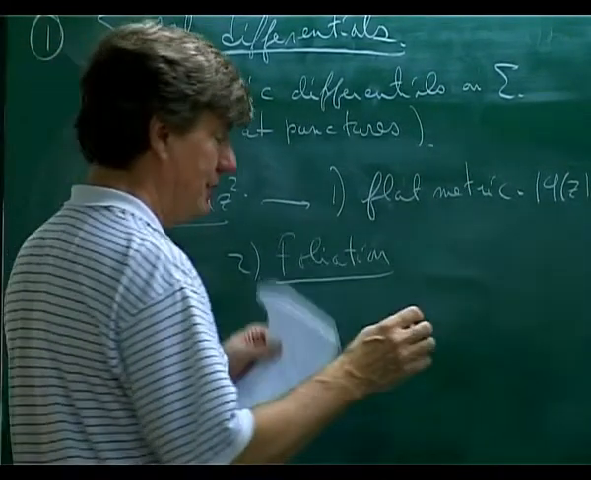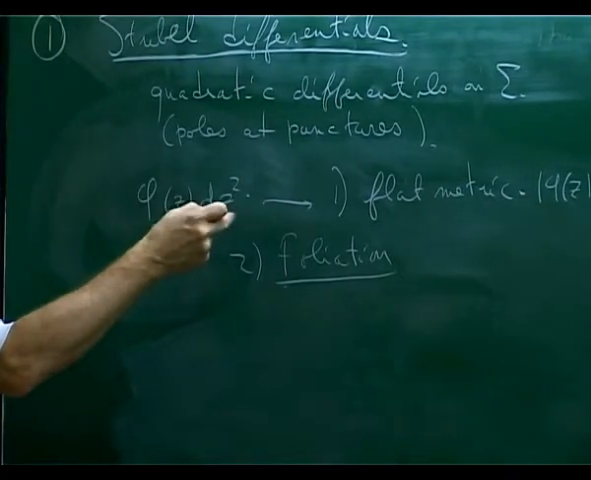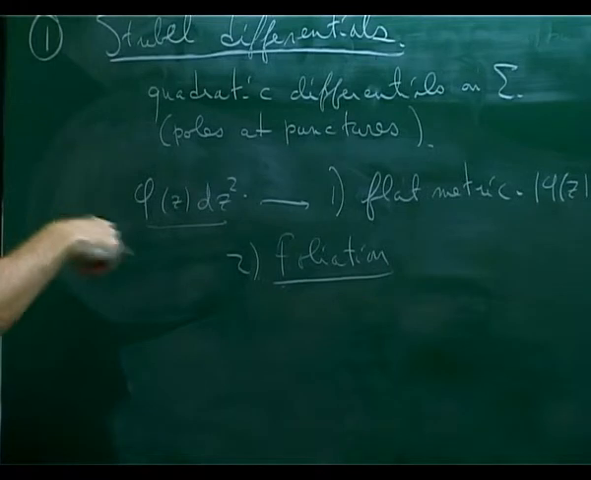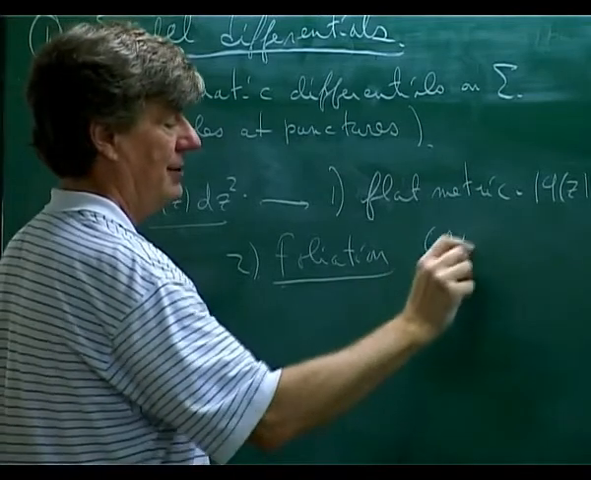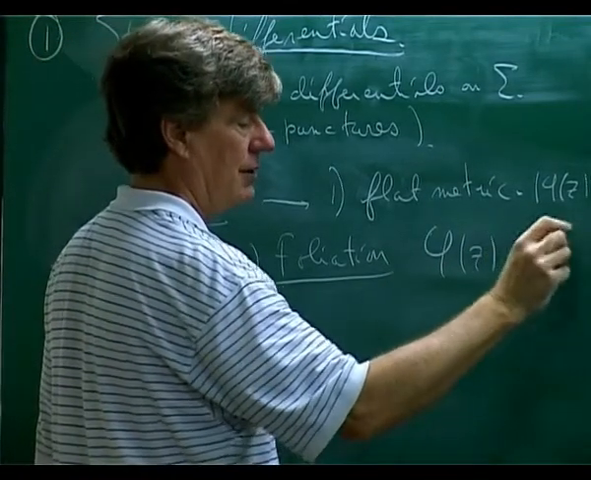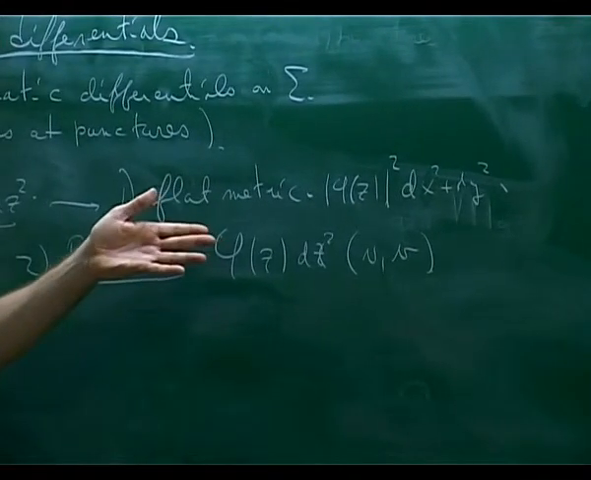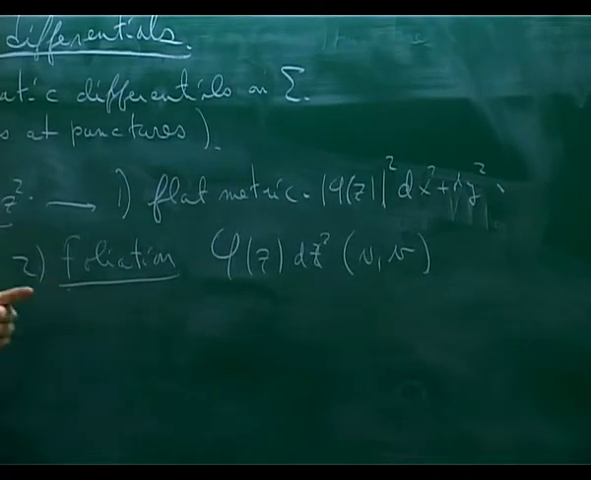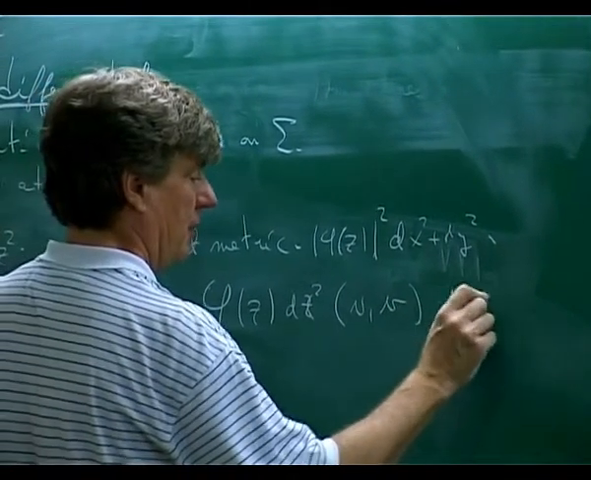Basically, what you're doing is feeding a real vector into this, and this has complex entries. So if you put in φ(z) dz squared and contract with a pair v, v, this gives you a complex number. But there will be one direction where the number is real, so you ask that this be real.